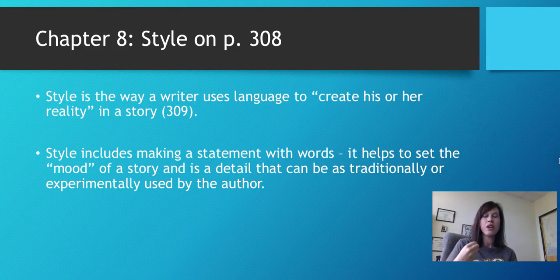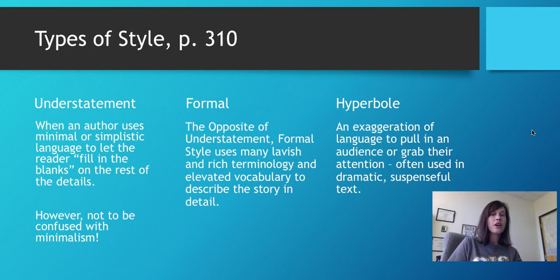So style helps to not only make a statement through words, but it sets the mood, it includes detail, and it shows whether the story is going to be in a more traditional, as we know it, format in Western culture versus the more experimental version. So there are types of style that are listed on page 310. These are probably the most defined types of style. And the first is that of an understatement. And that's when an author uses very simplistic words to make a very big point.